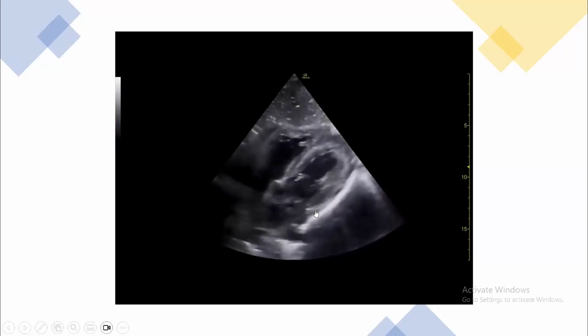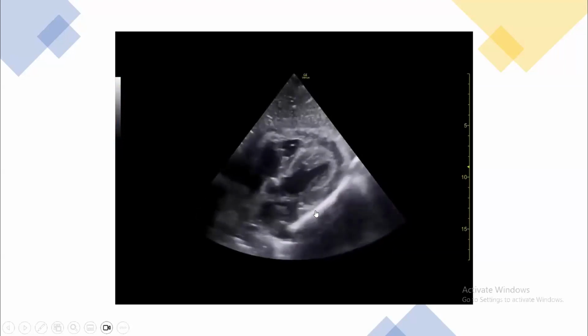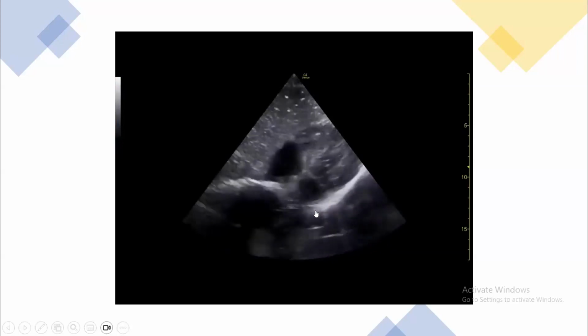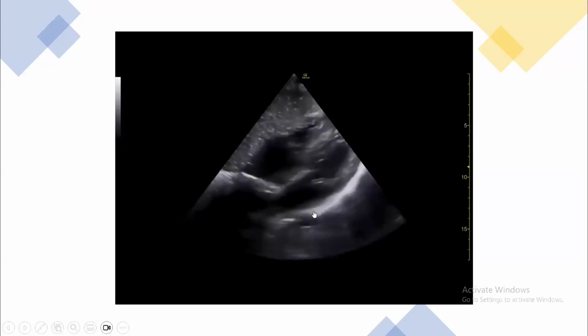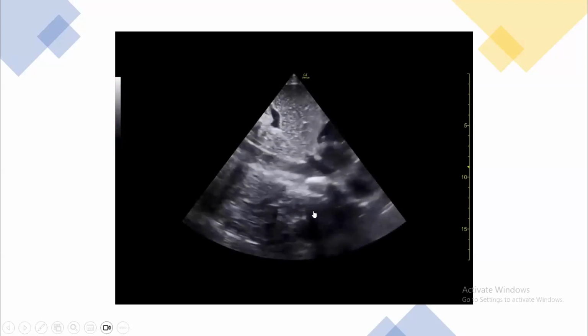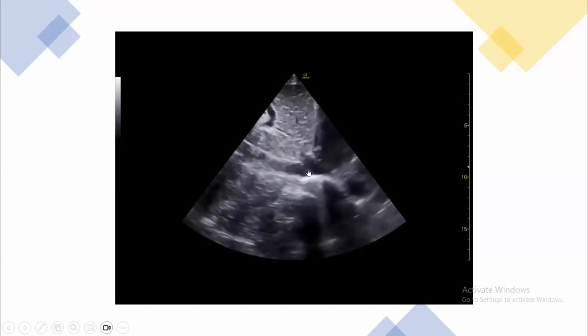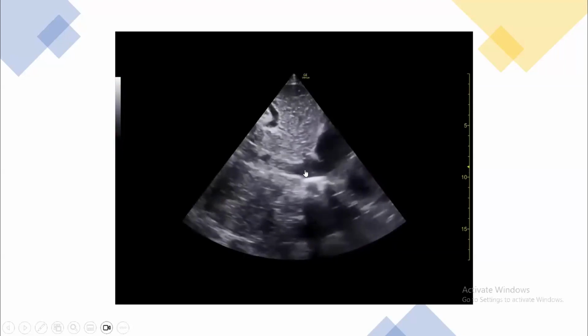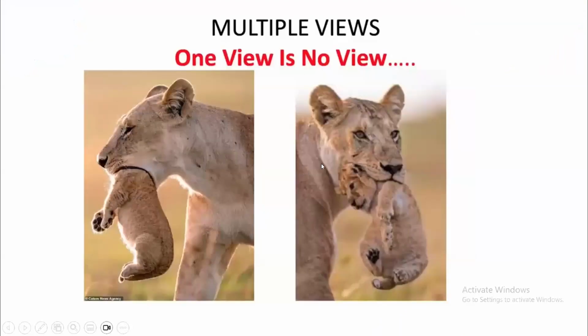Okay, and this is the subcostal view, which is a normal subcostal view. Very nice subcostal view. Ending by the inferior vena cava view. So I want you to remember one thing. One view is not a view. You have to assess the cardiac.